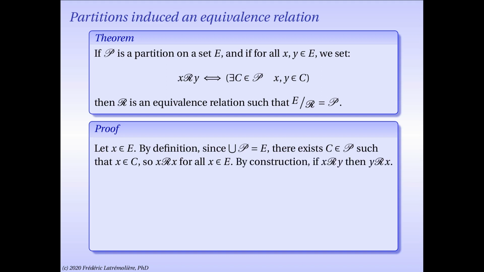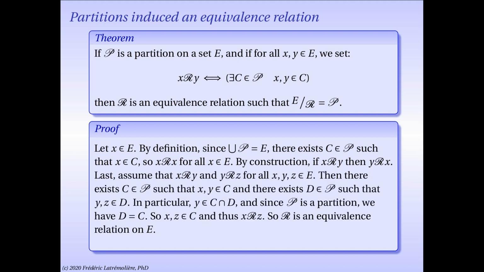And symmetry is completely trivial if you look at the definition here, right? If two elements belong to a set, it doesn't matter in which order I list them. So I'm left with proving transitivity. So I'm going to take three elements in my set E, called X, Y, and Z, with the assumption that X is related to Y and Y is related to Z.